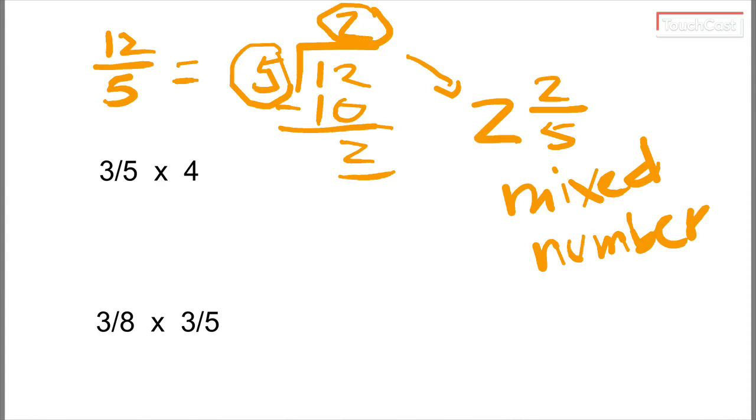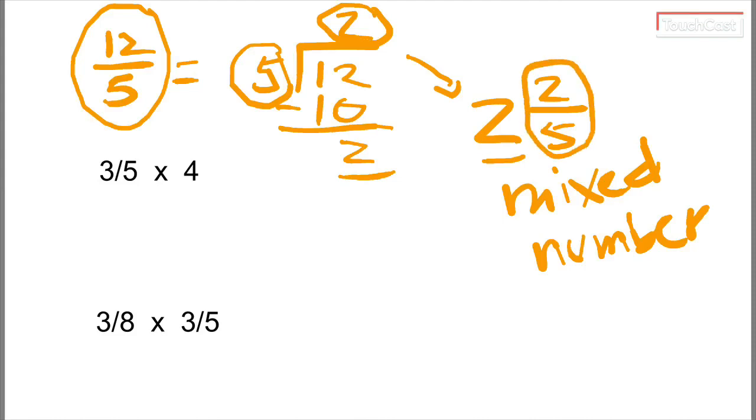Anytime we have an improper fraction like this as our answer, we must convert it to a mixed number. Okay? A mixed number consists of a whole number, which in this case is the 2, and a fraction, which in this case is the 2/5. We can't simplify a whole number, but we can simplify a fraction. In this case, 2/5 cannot be simplified, so our final answer is in fact 2 2/5.